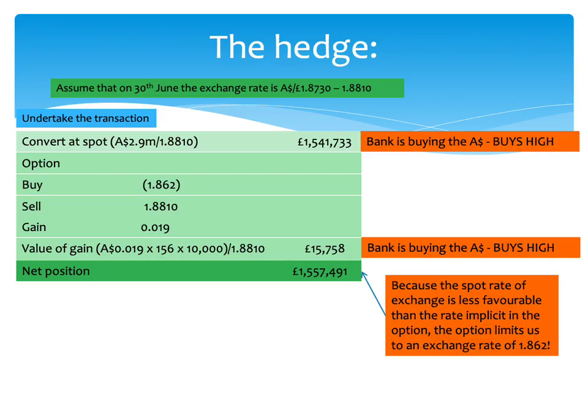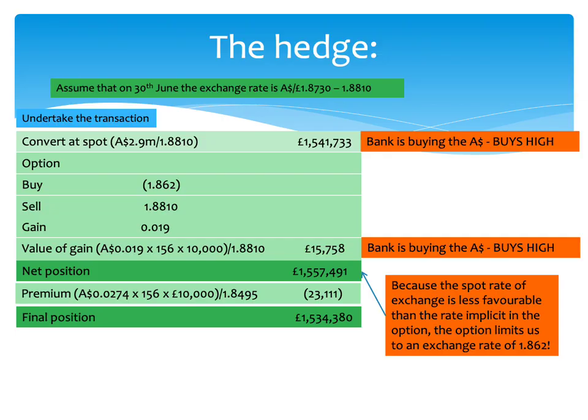Now remember, that's an interim step, if you like, just to show you where the numbers come from. In practice, you don't quite achieve that because there will be the premium to pay. So in this case, the premium, you don't have to work it out again. It's exactly the same premium as before, paid up front. So it's that 23,111, and that gives us our final position here of £1,534,380. So that is a foreign exchange options question, showing you what happens if we have a gain or a loss.